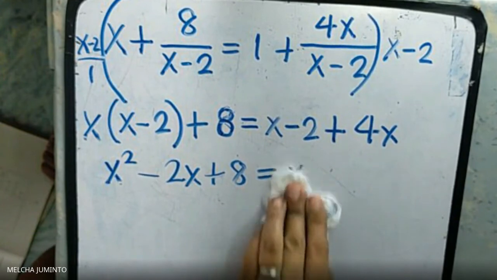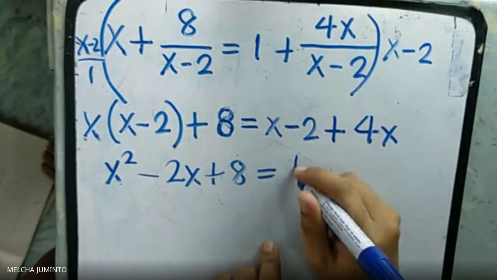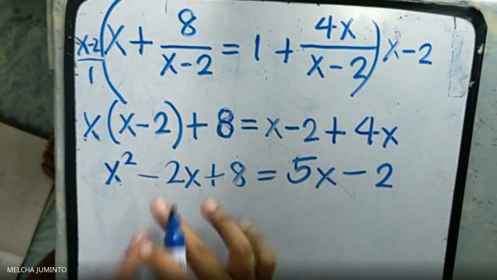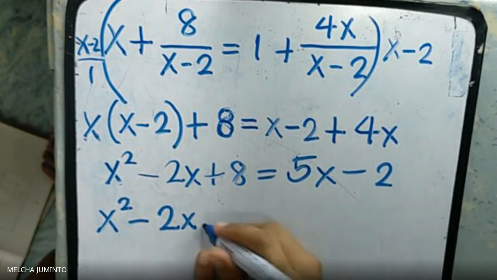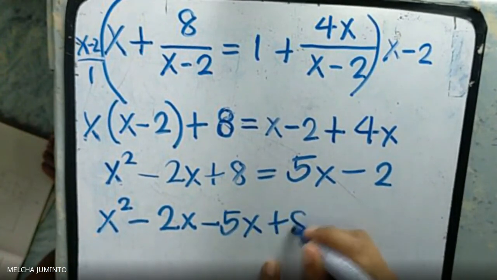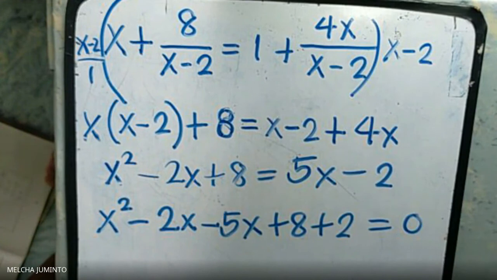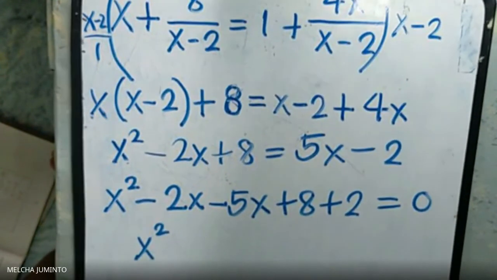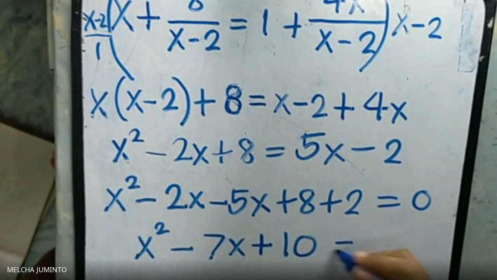We can now combine. X and 4x can be combined because they are similar. It will give us 5x minus 2. Transfer these two terms to the left side. X squared minus 2x. Let us first write negative 5x plus 8. Transfer positive 2 equals 0. Okay, next we have now x squared. Add these two because they are both negative. Negative 7x. Add 8 and 2, 10 equals 0.